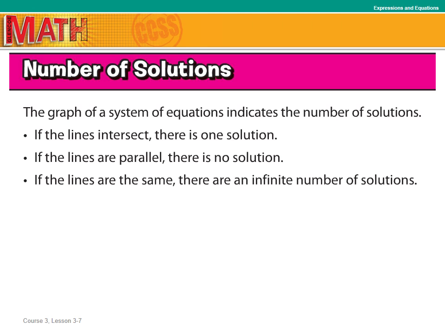Number of solutions. We talked about number of solutions before, but this time we're going to be talking about number of solutions when it comes to the graphs of equations. So the graph of a system of equations indicates the number of solutions. If the lines intersect, there is one solution. If the lines are parallel, there is no solution. And if the lines are the same, there is an infinite number of solutions.